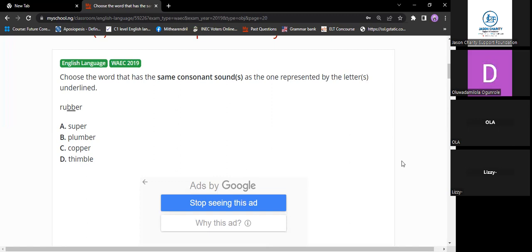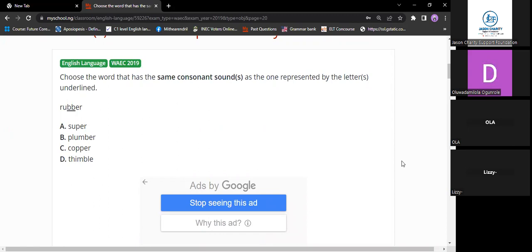The second one is plumber. The letter B there is not pronounced. So what we pronounce is the P, the L, the U, the M, and the ER. The sound for that letter B is silenced. So it is pronounced plumber. The next one is copper. The last one, thimble. So it means our answer will be option D.